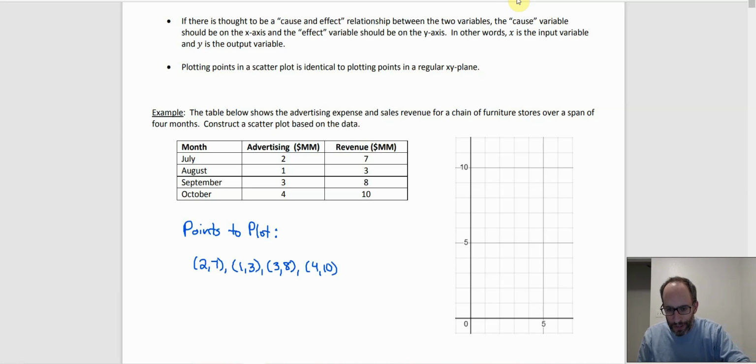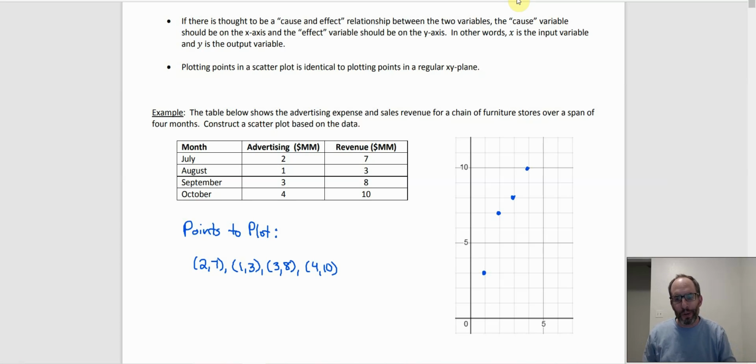So 2, 7, that's going to be 2 over and 7 up. It looks like that's there. Then 1, 3, 1 over, 3 up is there. Then 3, 8 is there. And then 4, 10 is right there. So there's our scatter plot.